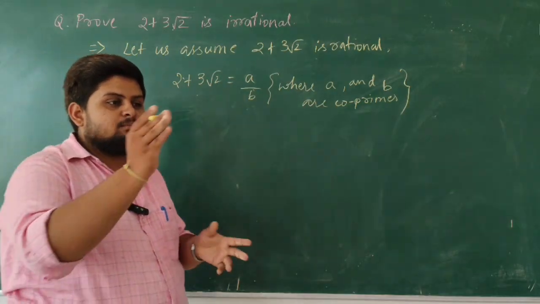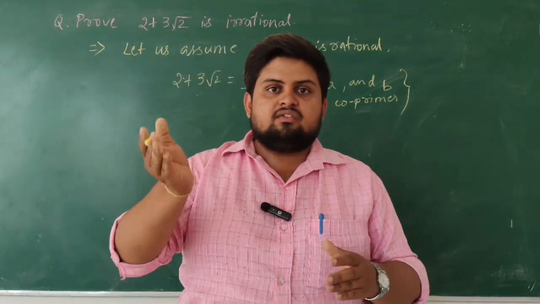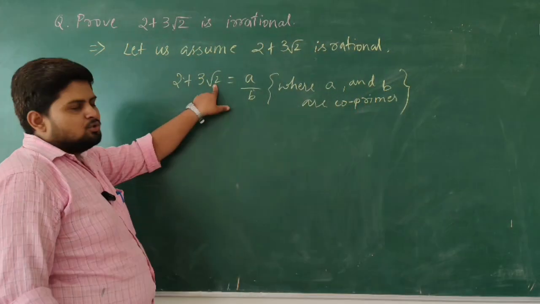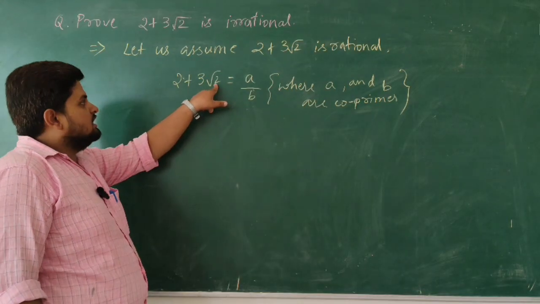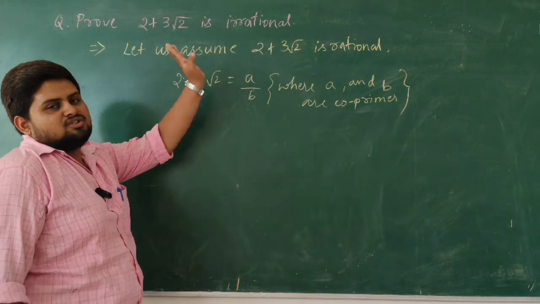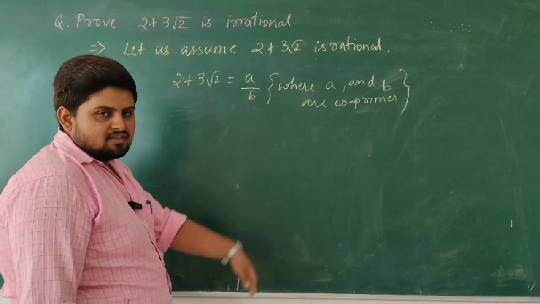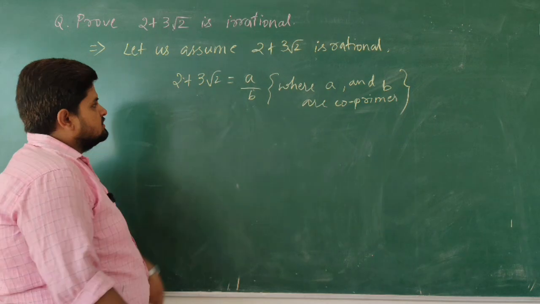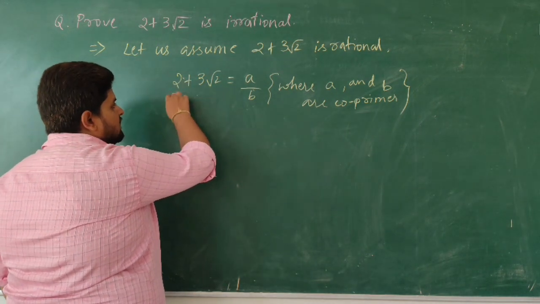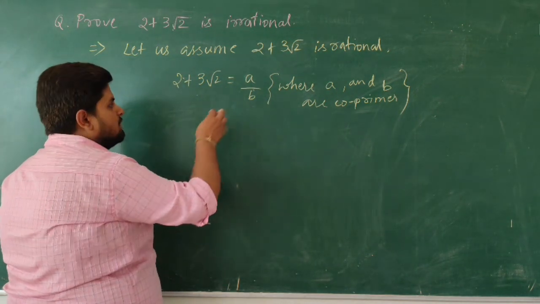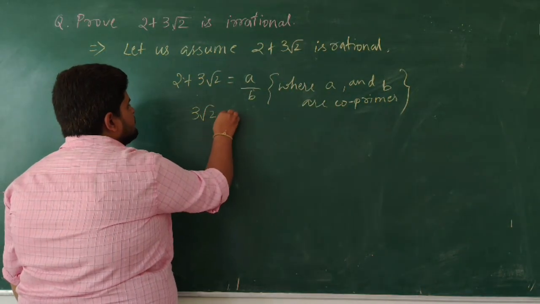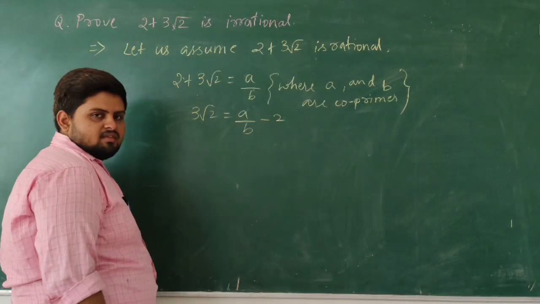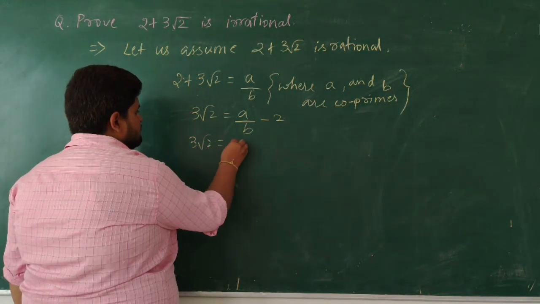By applying the operations which we used to solve linear equations, I want root 2 to be separated from the other numbers. So leaving root 2, I will take all the other numbers to the RHS of the equation. I have 2 plus 3 root 2 is equal to a by b. I will take 2 to the RHS, and it becomes minus 2. So I have 3 root 2 is equal to a by b minus 2.